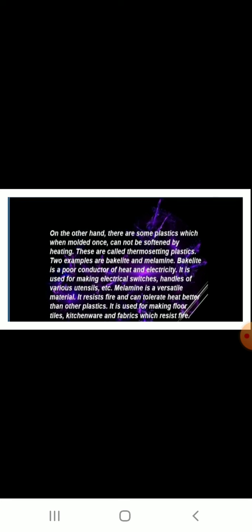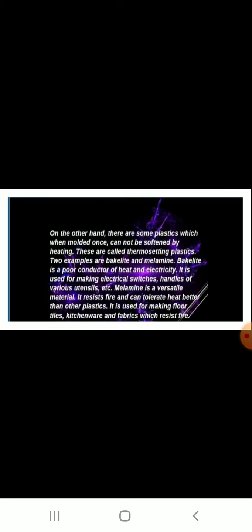Electrical switches are made of which plastic? Thermosetting. If thermoplastic is used, what happens if a short circuit occurs? It starts melting, and it increases the burning process. That is why thermosetting is used. Even if fire occurs or any short circuit occurs, it will not continue burning. And it is also used for the handles of various utensils.